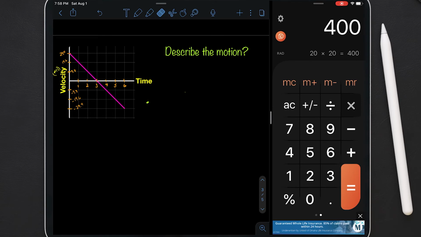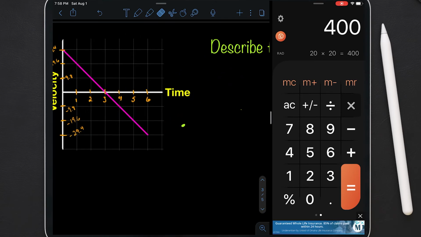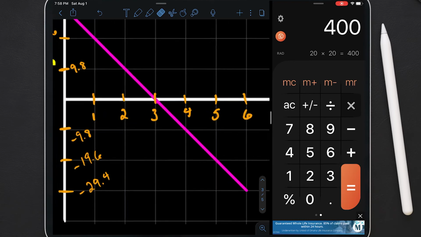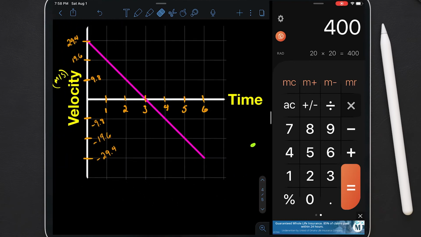So here in this graph, we want to describe the motion that we have. So what is happening here? Well, you notice on our y-axis, we got some kind of funny numbers: 29.4, 19.6, 9.8, negative 9.8, negative 19.6, negative 29.4. And you notice it's a straight line. It's slanted, but there's no curves in it. So anyway, it's got a slope to it.